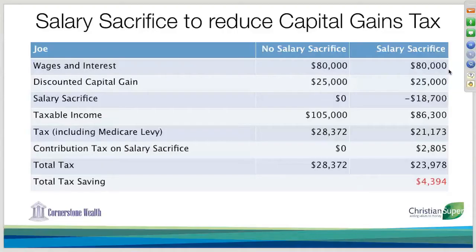So we've got Joe here, $80,000 of wages and interest, and a discounted capital gain of $25,000. We salary sacrifice $18,700, and again it's the formula of $70,000 times 9% less $25,000 that gives us that figure. His taxable income is $86,300, he pays income tax of $21,173 and contributions tax of $2,805, that's 15% of the $18,700. So his total tax bill is $23,978, saving $4,394. So that's how you can save tax on capital gains.